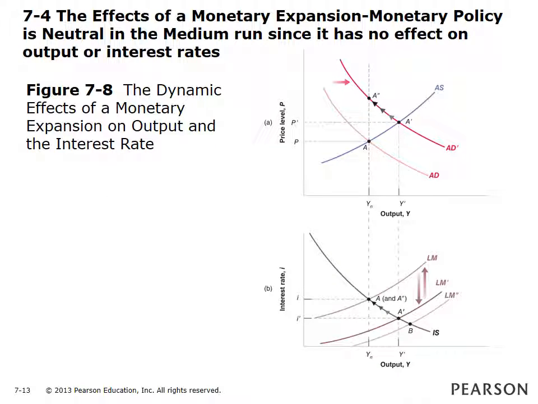Figure 7-8 uses the ISLM curves to demonstrate how monetary policy is neutral in the medium run. As nominal money stock increases, the LM curve shifts down to LM prime. It would have gone even lower if price level had not increased. However, as the price level increases further in the medium run, LM prime shifts back up to LM till output returns to natural level and interest rates also return to the original level. In the short run, however, expansionary monetary policy is effective since output is higher and interest rate is lower.